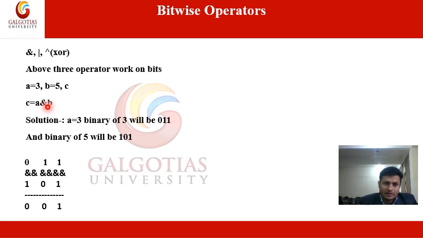So what will be the meaning of this? 3 is non-zero and B, which is 5, is also non-zero. The result will be stored in C, that is 1. Non-zero is treated as 1, so 1 and 1, the ANDing of 1 and 1, will be stored as 1 in C.